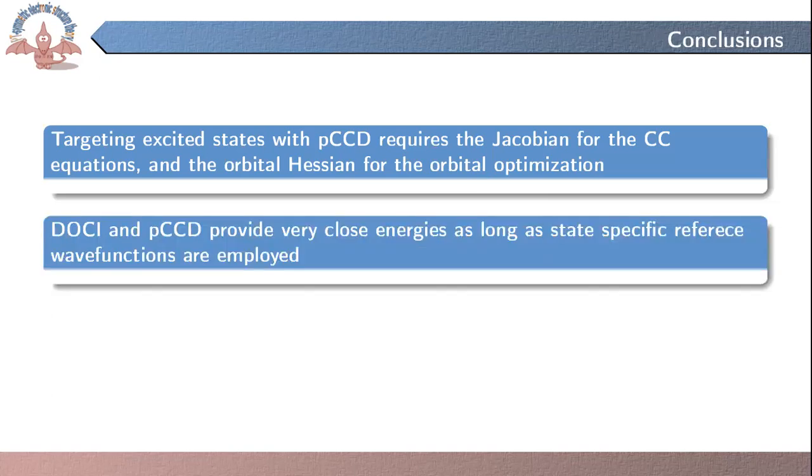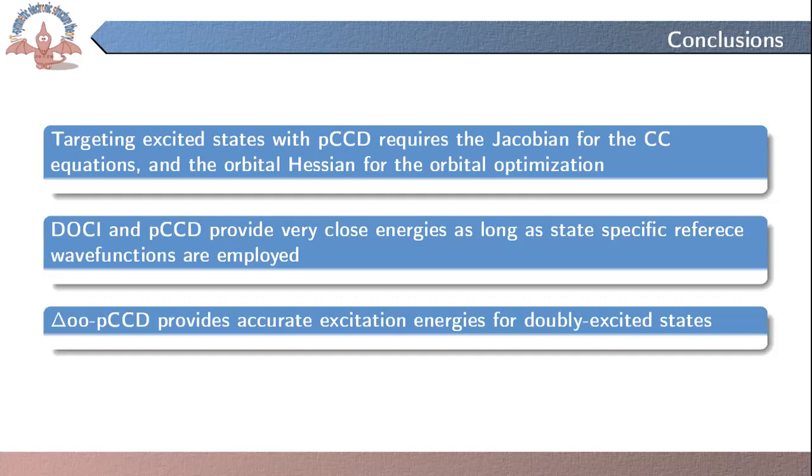Now, the second main conclusion is DOCR and PERCCD can still provide very comparable energies for the excited states, but only as long as you build a good reference for the excited states. And we do this by orbital optimization. And this method is delta OPCD. We saw that it does provide accurate energies for the double excited states, even though the set is still small.